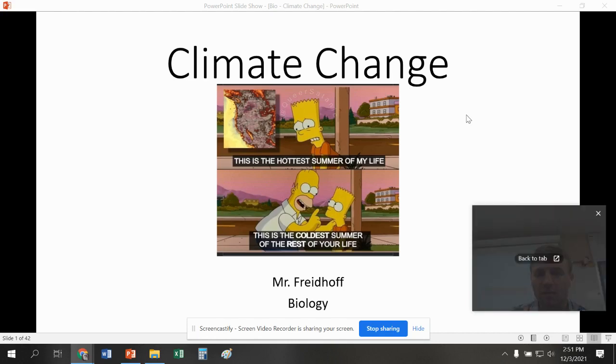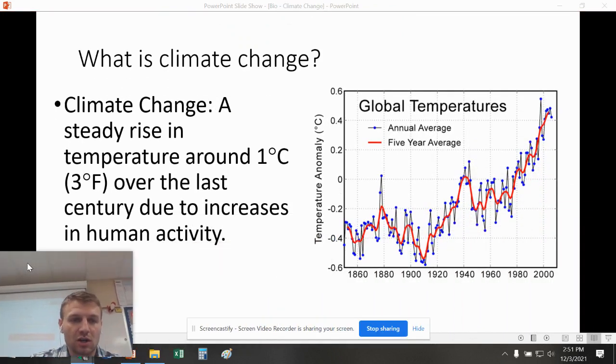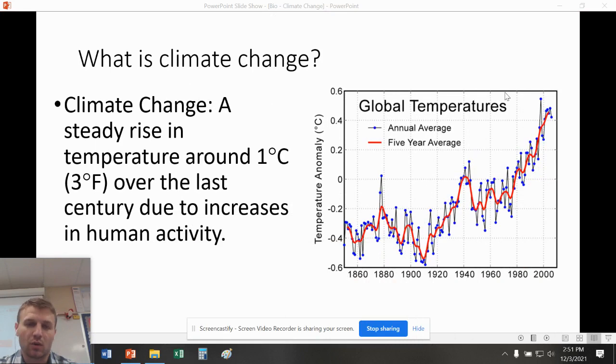There's not a lot of vocab, but I do want to go over some of the aspects here that are important. Climate change generally refers to the general rise in temperature around the world, about 1 degree Celsius, 3 degrees Fahrenheit, over the past 100 years. This is due to an increase in human activity, such as the human population increasing and a lot more fossil fuels being burned. You can see here the data shows that the temperature of the past couple hundred years has been rising dramatically. You can see it's about 1 degree Celsius overall.